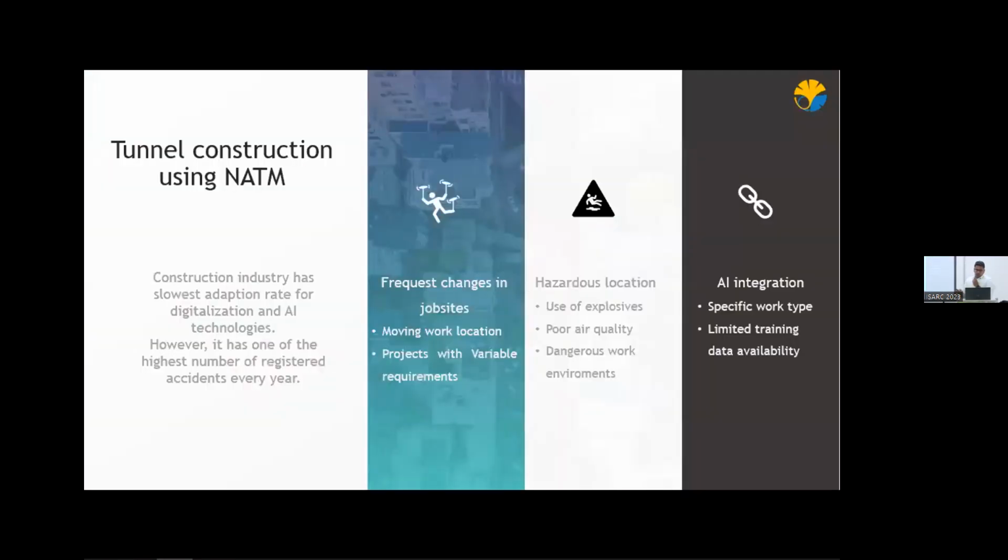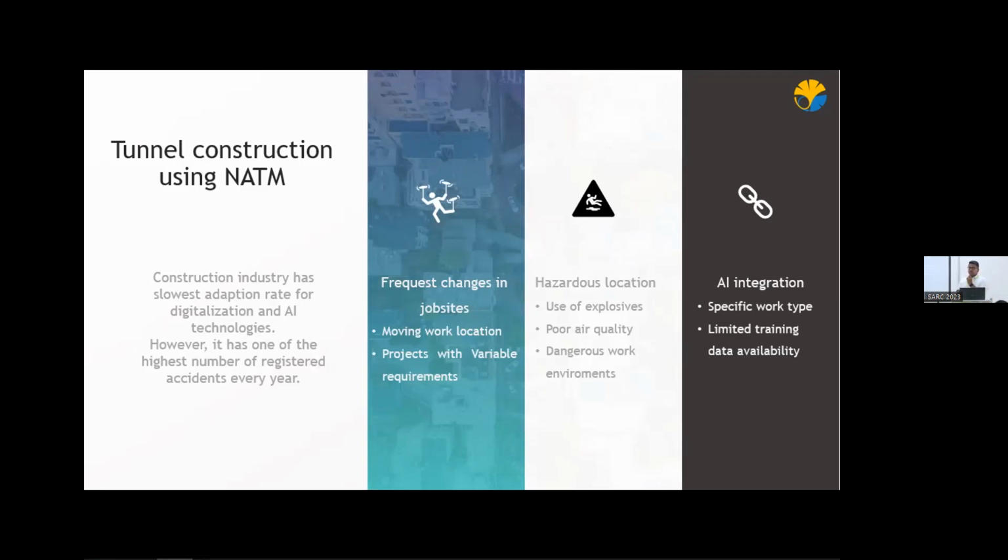So one of the main places where we use conveyor belts is in the field of tunneling, especially using NATM. The problem with the construction industry in general, especially with machine learning, is that they're very slow to adopt machine learning technologies. They have very legit reasons as well, actually.